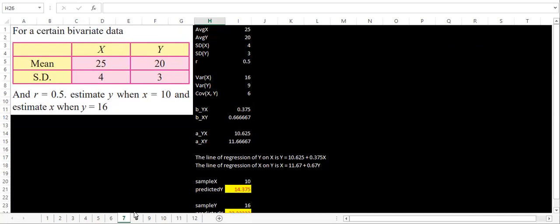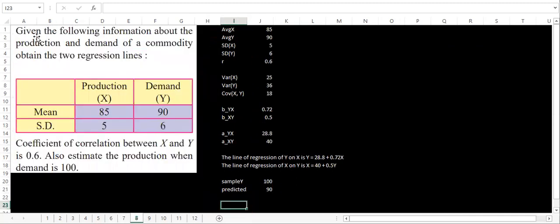Next question. Given the following information about the production and demand of a commodity, obtain the two regression lines. Production is denoted by X, demand is denoted by Y. We are given the mean and standard deviations, and we are also given the coefficient of correlation between X and Y, that is 0.6. So we are given the R value, that is kind of the most important value here. So that's what we have, the average values, the standard deviations, and the R values.